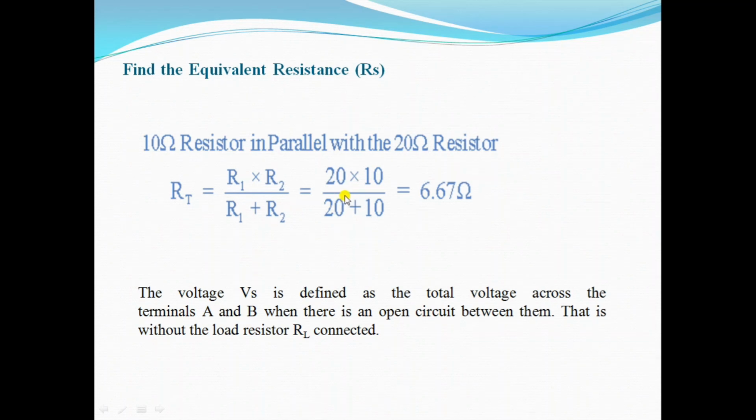Then substitute the R1 value and also the R2 value. That is 20 into 10 divided by 20 plus 10. So after calculating, I will get the value of the equivalent resistance, that is RT, 6.67 ohms.